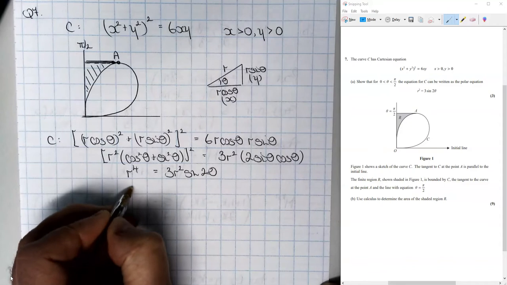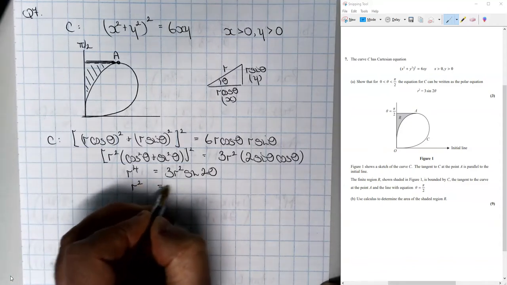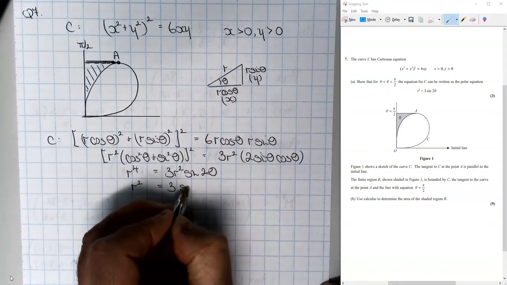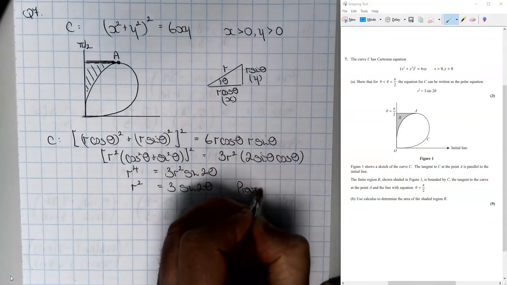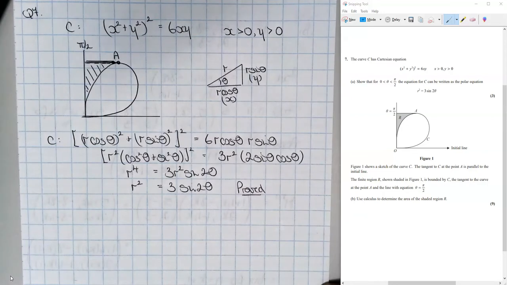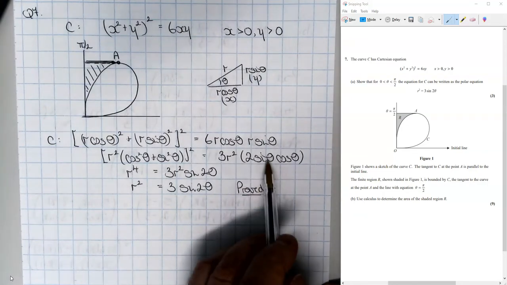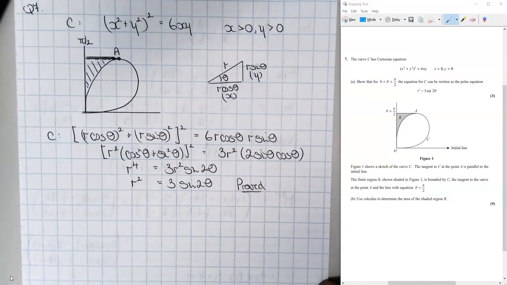So now we can divide both sides by r squared. So we get r equals 3 sine 2 theta. Proved, or as required, or something similar. Bear in mind we knew what we were looking for, so keep that in mind.